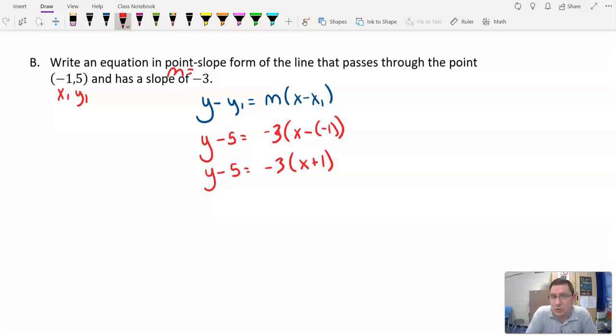So that is what you should have gotten. Again, if you got it, great job. If not, go back and see where you made your mistake. It might be a sign issue or where you put in your x and your y. Make sure you put those in the right spots.